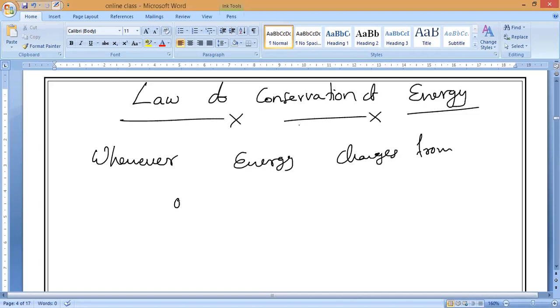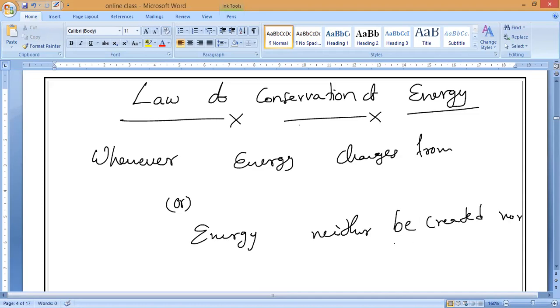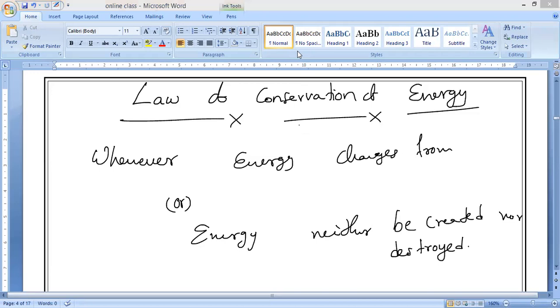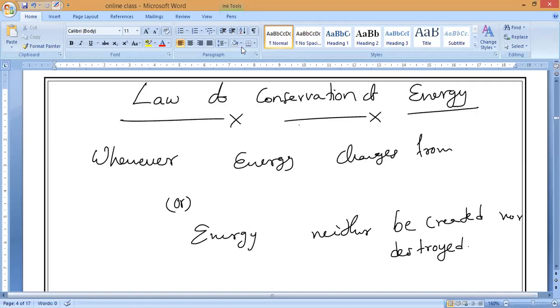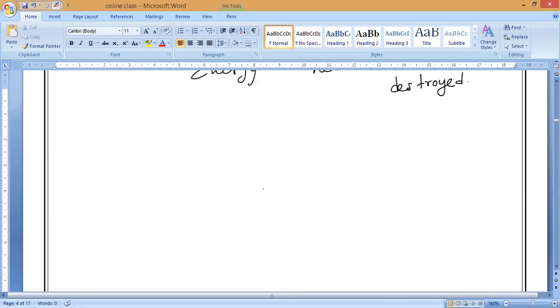Or simply, the law of conservation of energy means energy can neither be created nor be destroyed. You can write this also. Energy can neither be created nor destroyed, so it is only allowed to transform from one form to another form. That is what we call the law of conservation of energy.